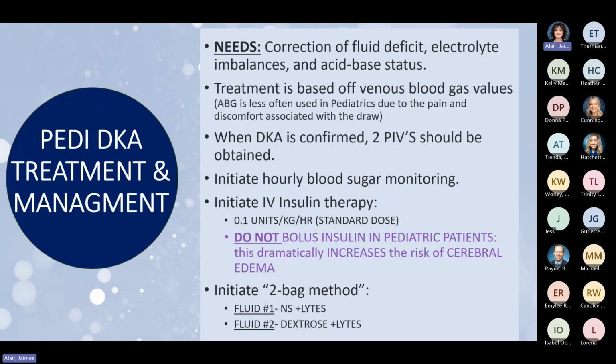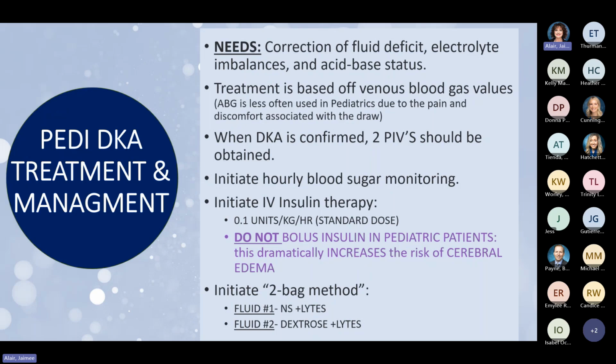So when we're talking about pediatric DKA treatment and management, there's several needs, which is what we talked about in that last graphic: we need to correct the fluid deficit, we need to fix the electrolyte imbalances, and we need to correct the acid-base status. So to do that, we treat based off of the patient's blood gas. We don't often use ABGs in pediatrics because it's super painful, and most of the time we can get what we need off of a VBG. If a patient is very, very sick, then they'll consider it, but I feel like the majority is used based off of venous.